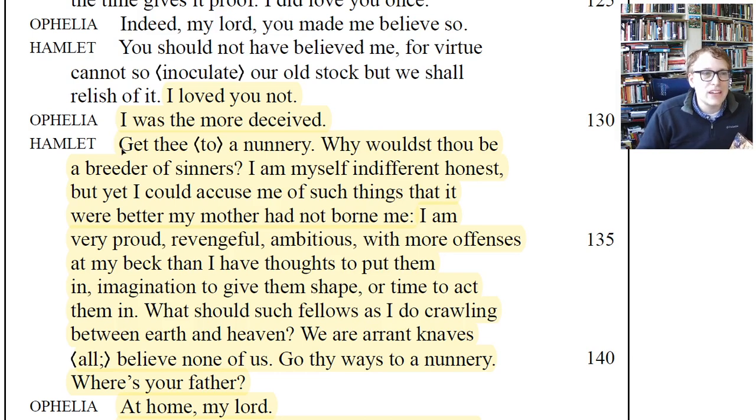And when he does this speech, "Get thee to a nunnery. Why wouldst thou be a breeder of sinners? I am myself indifferent honest, but yet I could accuse me of such things that it were better my mother had not borne me." Hamlet is grossed out, is one way to put it, by his mother's marriage to his uncle, especially given that he knows what his uncle did. And he's projecting that here, I think, onto Ophelia, especially if he realizes now she's spying on him.